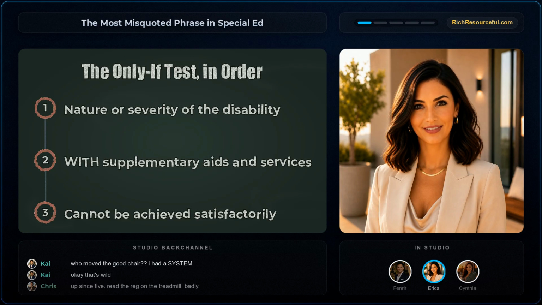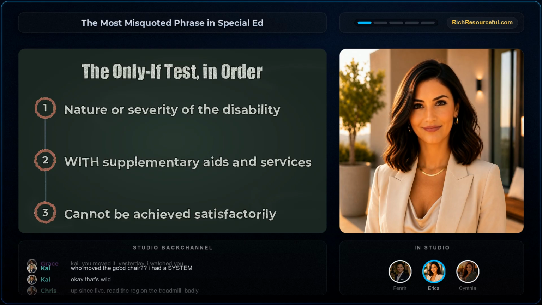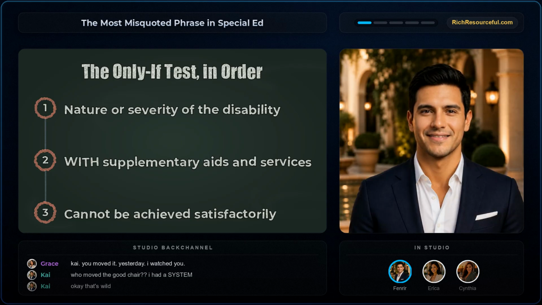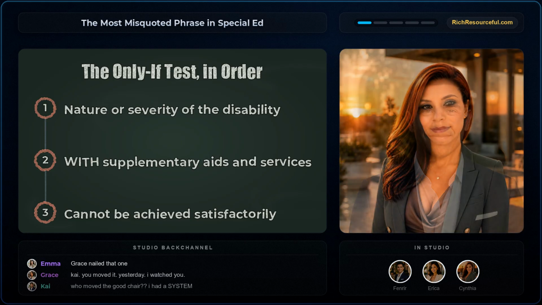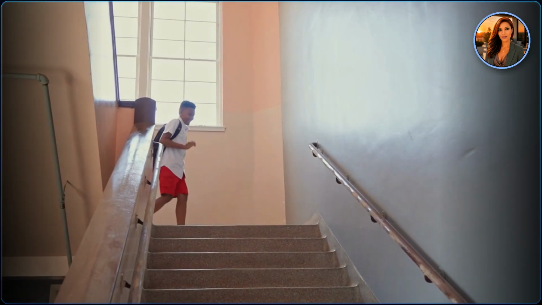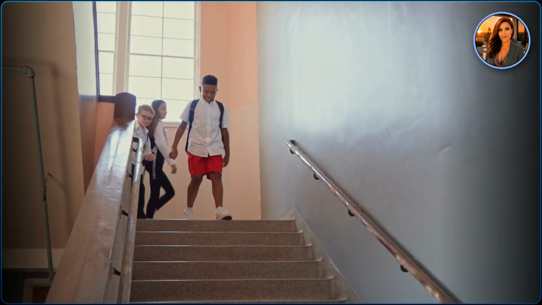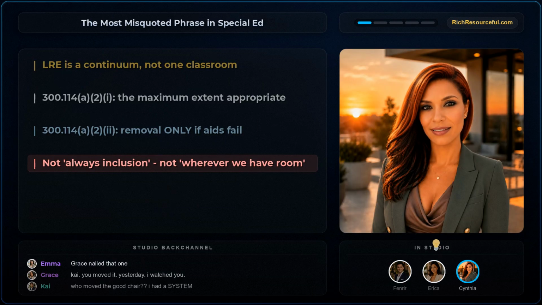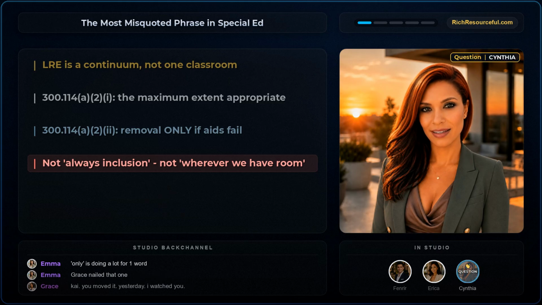The people who hear continuum and get nervous aren't paranoid. Separate placement has been used badly for decades for reasons that had nothing to do with a child's needs. Yeah. It's also been used well. Both true, Fenrir. We've built this one section at a time: present levels, then goals, then services, and the minutes behind them. All of it about what a student gets. This is the first one about where.